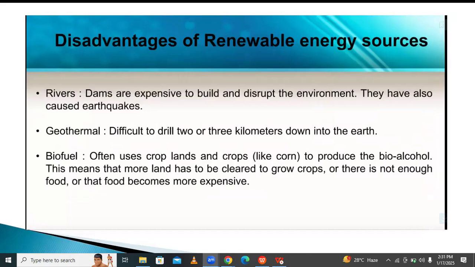For rivers, dams are expensive to build and disrupt the environment. Dams on rivers can also cause earthquakes. Next, geothermal: it is difficult to drill two or three kilometers down into the earth. That's the problem. So these are the different types of problems faced with renewable sources. Biofuel often uses crops like corn to produce bioalcohol. So these are some disadvantages of renewable sources.